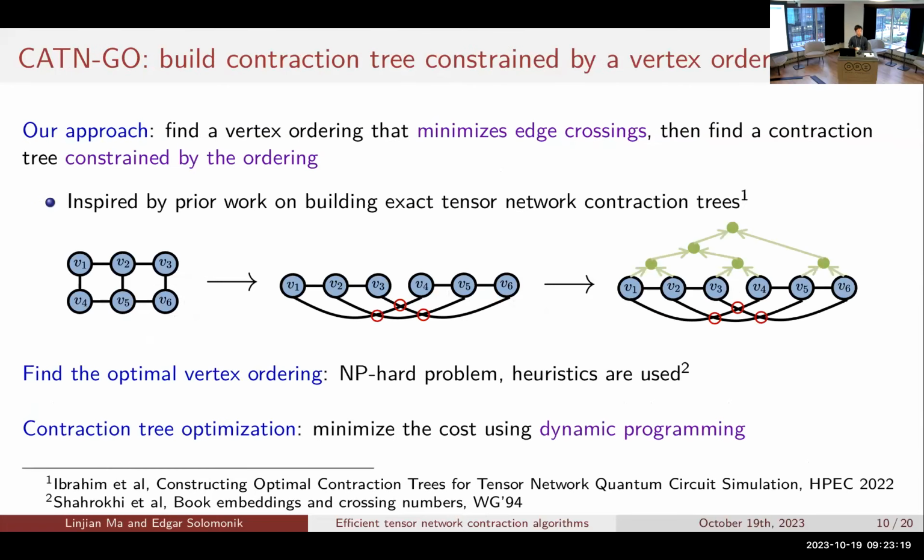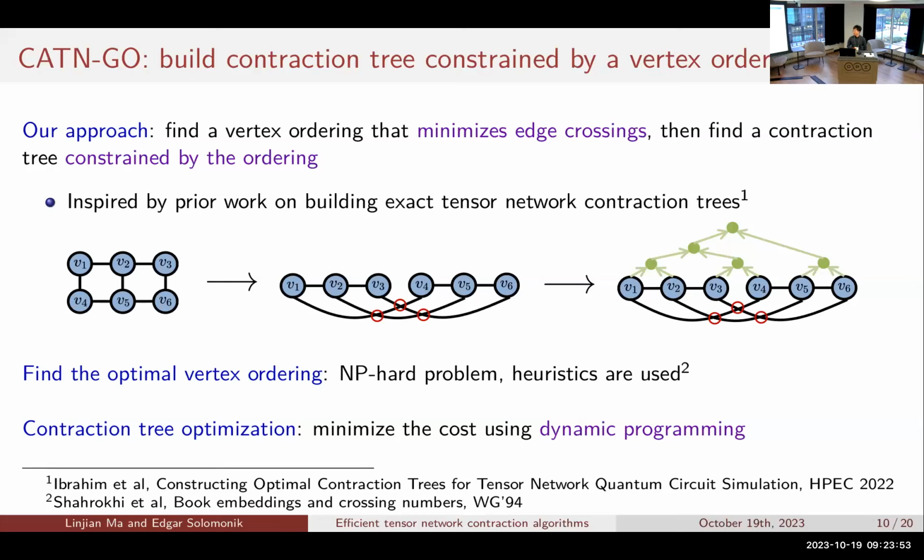So based on this observation, we propose an algorithm called CATN-GO. This stands for contracting arbitrary tensor network with a global ordering. So to construct the contraction tree, our algorithm contains 2 steps. In the first step, we generate a linear ordering of vertices that has a minimum number of edge crossings. Then we construct the contraction tree on top of this ordering. Here, on top of means that we want the contraction tree to be constrained by this ordering.